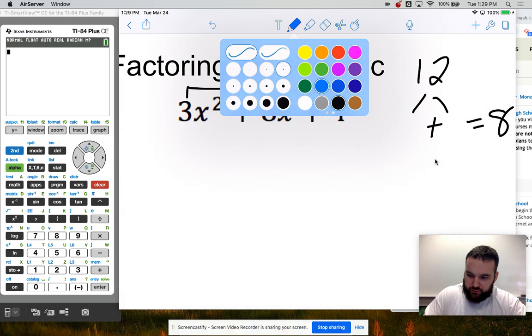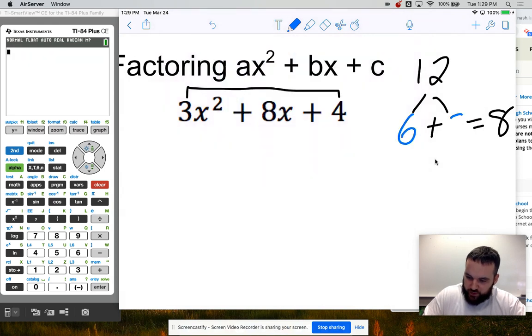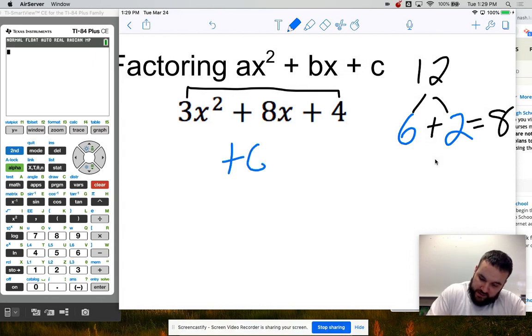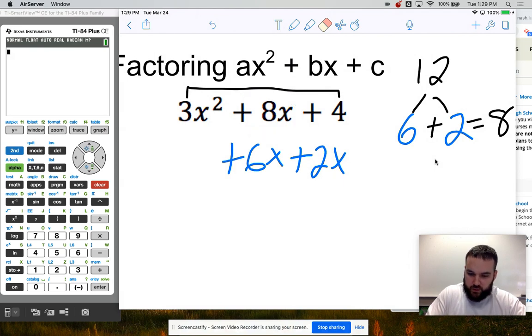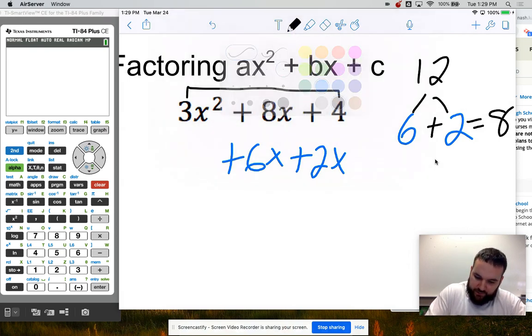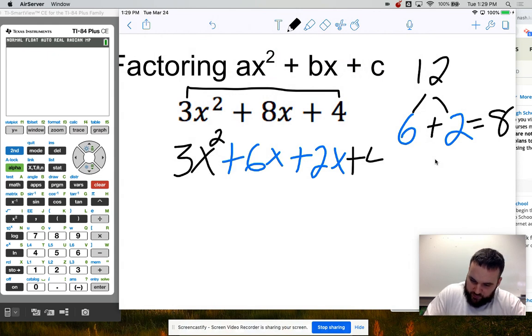If we start running through what multiplies to 12 pretty quickly, we should come to 6 and 2. Now here is a mistake that I see students make a lot, is they'll just put plus 6 and plus 2 in here. But be careful, because 8 had x with it, I have to put x with both of these numbers as well. I can't just replace 8x with just the numbers 6 and 2. I'm then going to keep the first term, that A term, and I'm going to keep the last term the same.